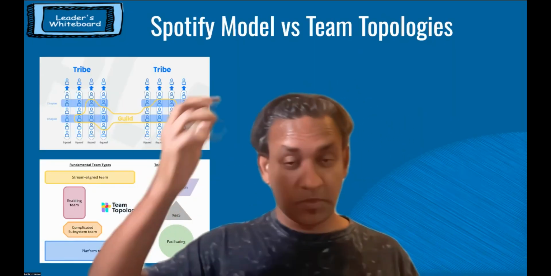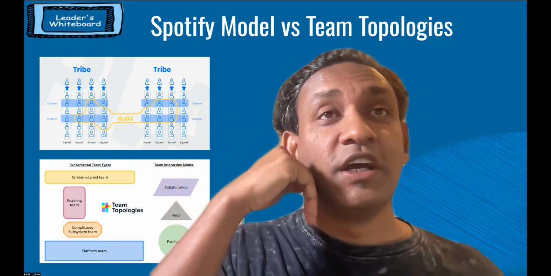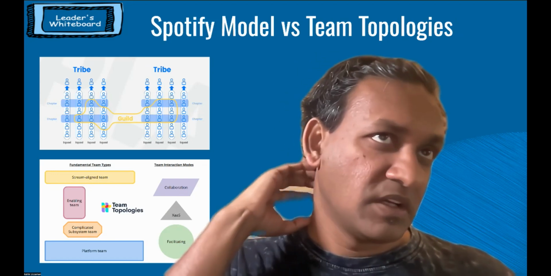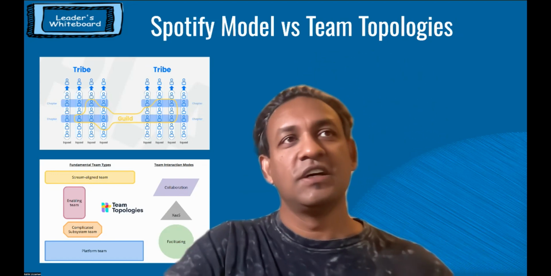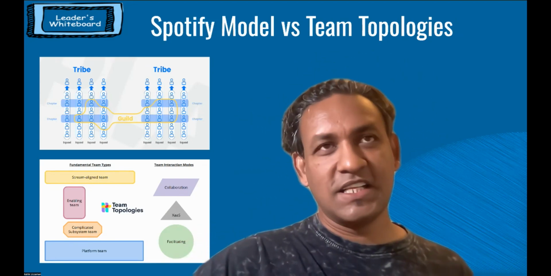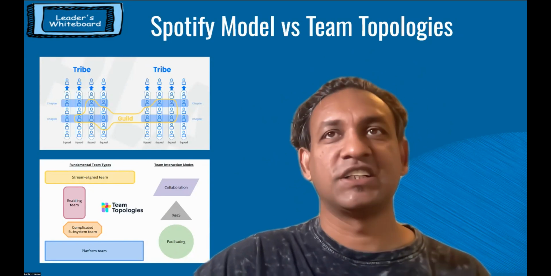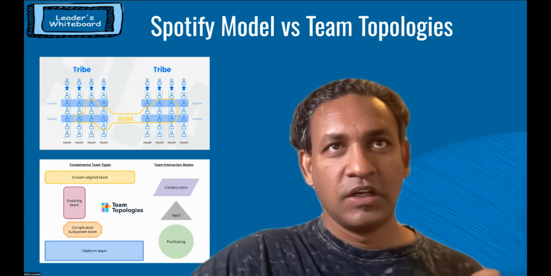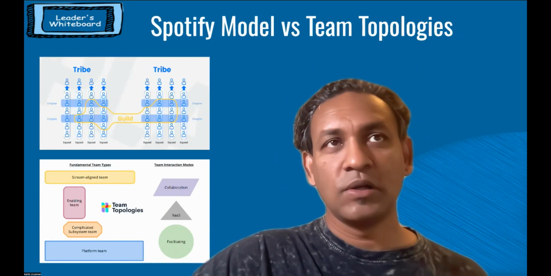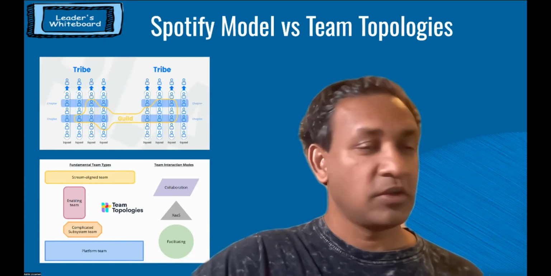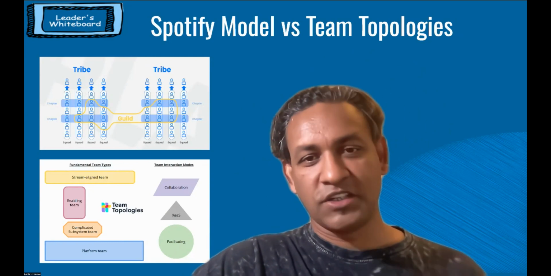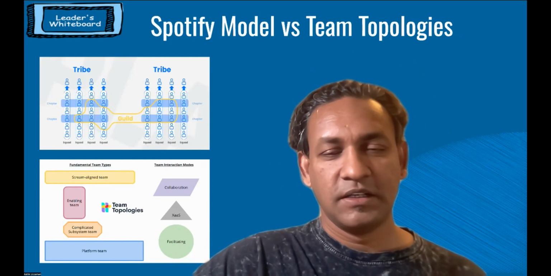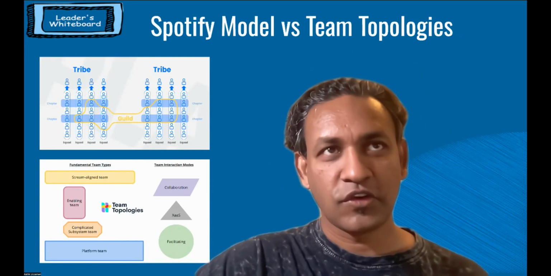Next model other than Spotify model I want to talk about is called Team Topologies by Matthew Skelton and Manuel Pais. So what is Team Topologies? Team Topology is a practical, strategic approach for structuring and evolving software delivery organizations. Matthew Skelton and Manuel Pais actually have been talking about some of the shortcomings of the Spotify model, and they tried to address it with their new theory, this new framework.